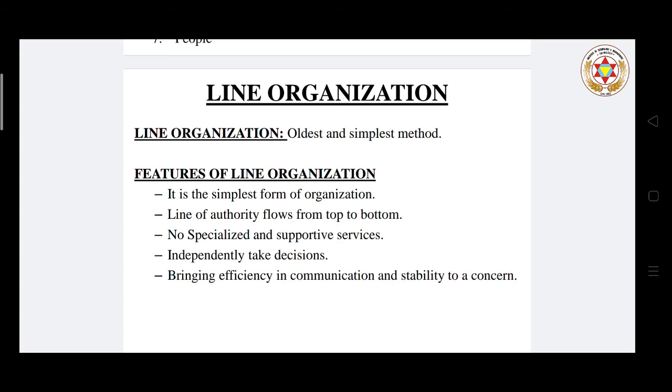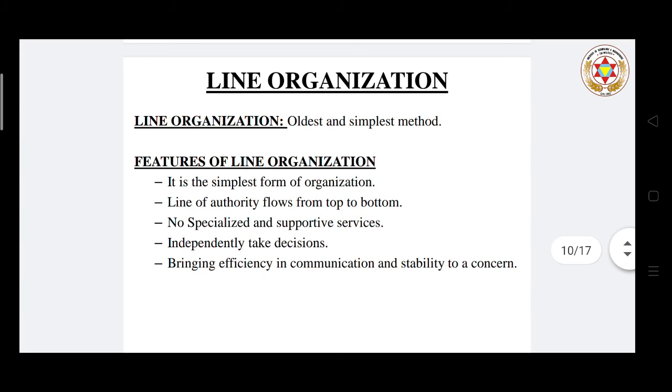Let's start with the line, where it says line is basically a simple and the oldest method. It is simple form of organization, and there is flow from top to bottom, no specialized and supportive services, independently take decisions, brings efficiency in communication and stability to a concern. So basically there is no provision for the staff experts here. The order instructions flow from superior directly to his subordinates.